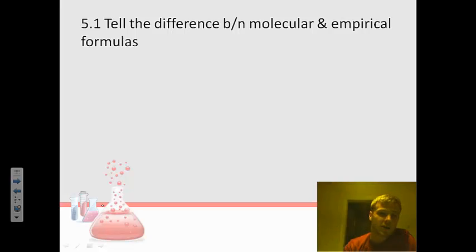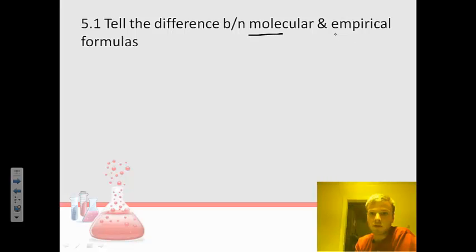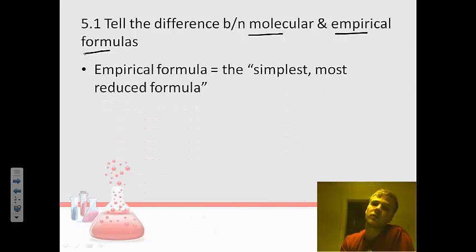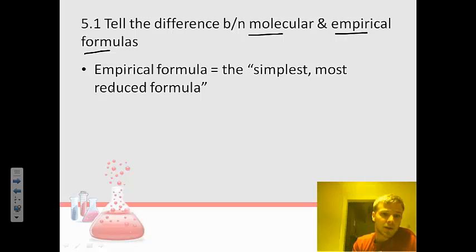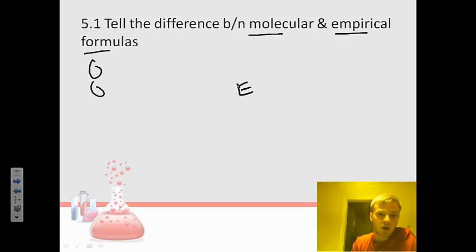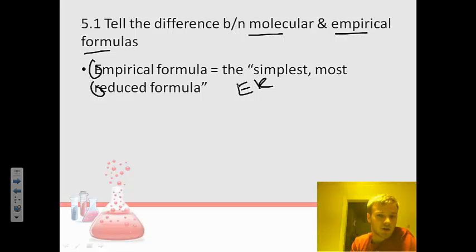This is 5.1. You need to tell the difference between molecular and empirical formulas. Well, in order to tell the difference, you need to know what those things mean. So what is an empirical formula? Well, the definition at the beginning of your course pack says it's the simplest or most reduced formula. Easy way for me to remember this: empirical starts with E, reduced, R, I just think of ER. In an injury, you go to the ER. Empirical means reduced.